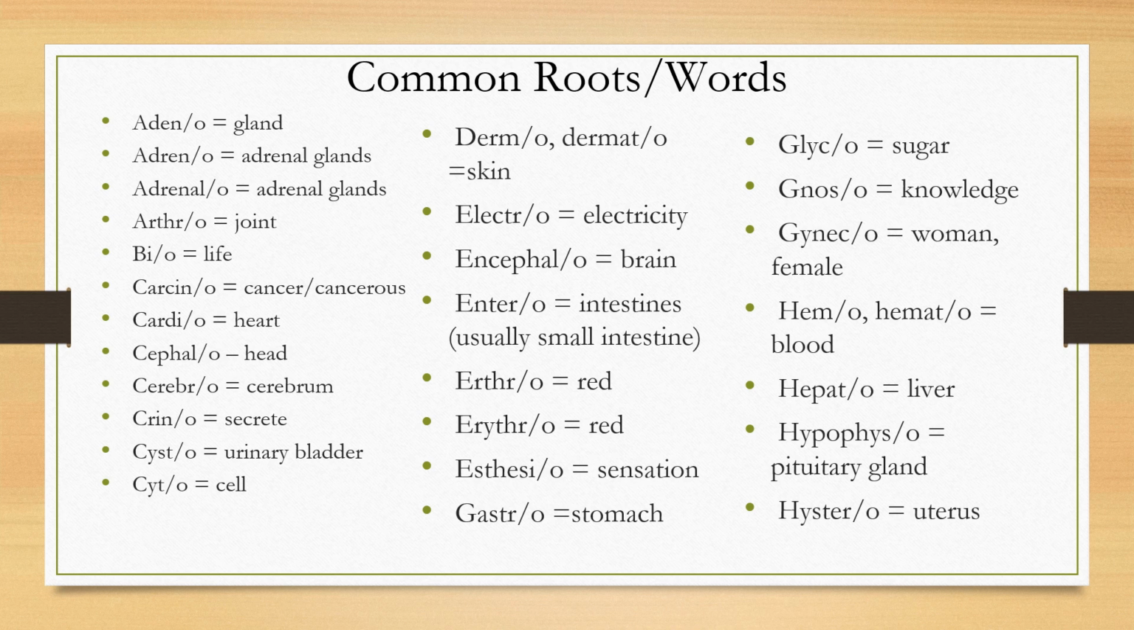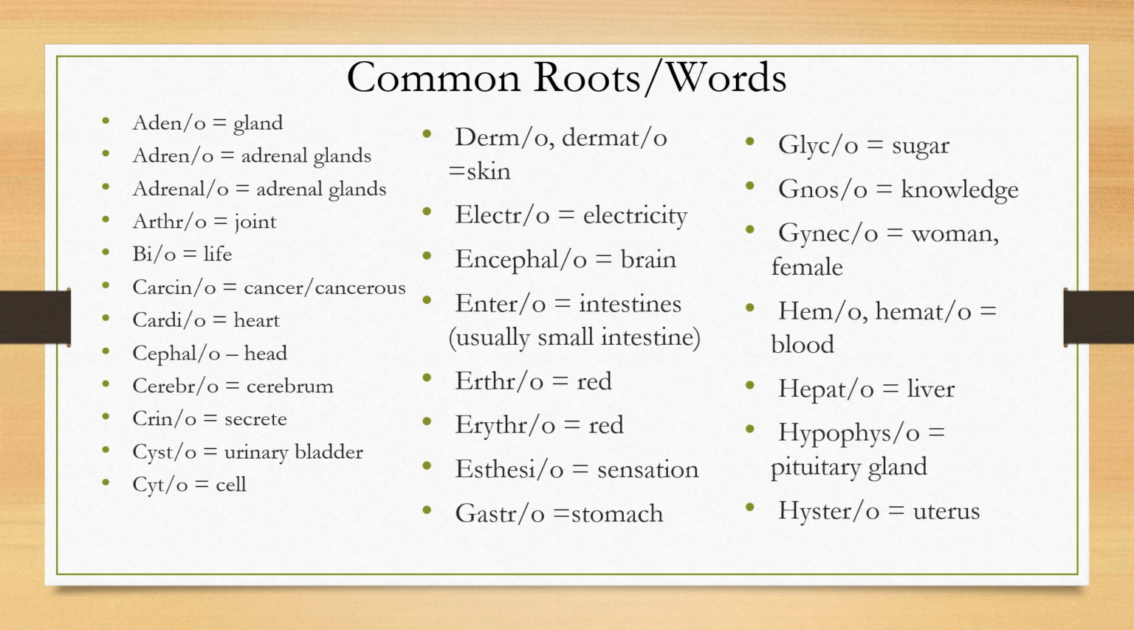Arthro, I already kind of went over this one, talks about your joints. Bio means life. If you've ever taken biology, you're studying life, literally. Carcino, this is cancerous or pertaining to cancer. Cardio, as we've said about 10 times now, refers to the heart. Cephalo, this refers to your head. Cerebro actually refers to your cerebrum, so it's actually talking about your brain. So it's different from cephalo. Don't get them confused. Crino means to secrete, so crino usually refers to your hormones, which is very specific to the endocrine system. Cysto, this talks about your bladder. Contrary to what you would think, it's not talking about cysts.